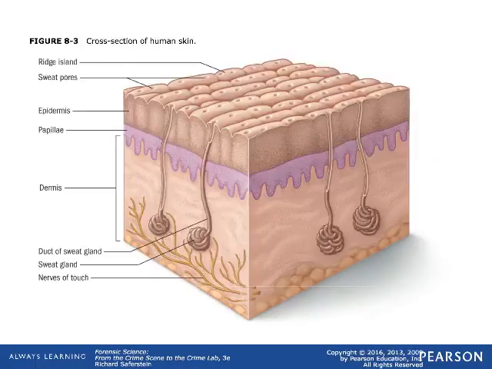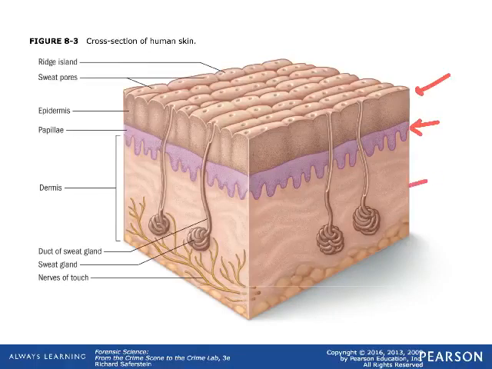Okay, so this is a cross-section of human skin, and the epidermis is the top layer, which is a whole bunch of cells. This picture doesn't show it like that, but it's layers and layers of cells. And then the papilla are underneath of them, and the papilla are kind of like waves. Okay, and everybody's waves are different.